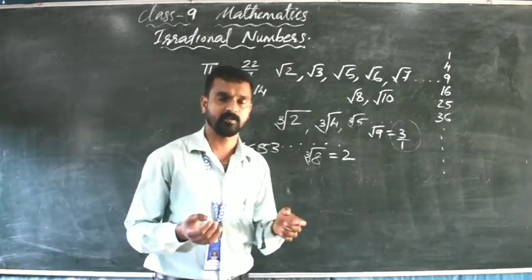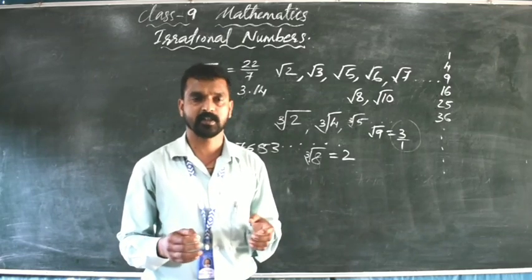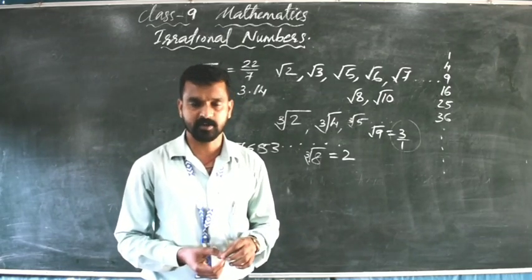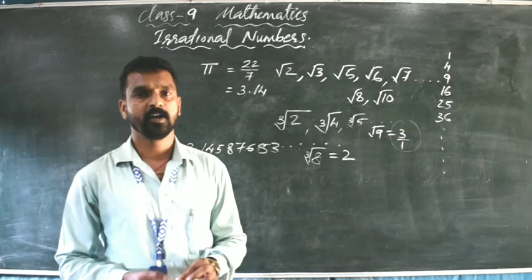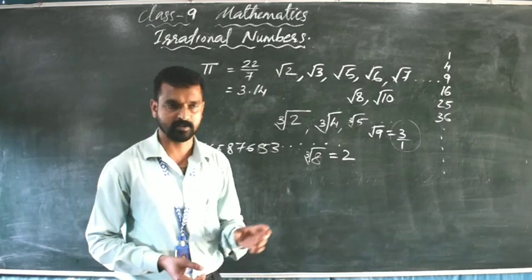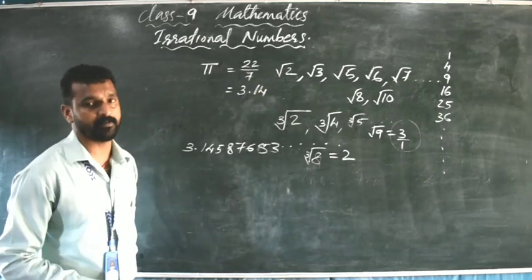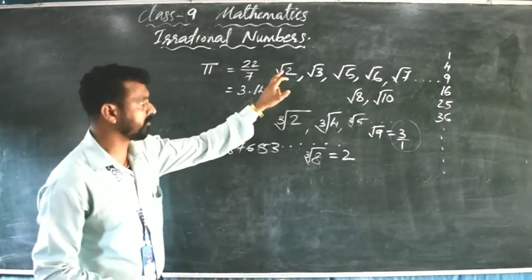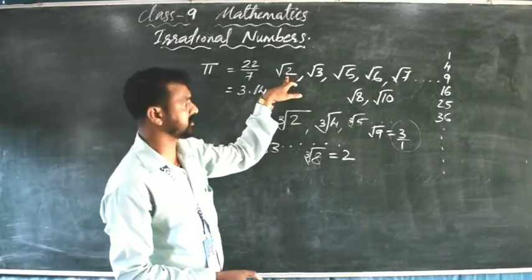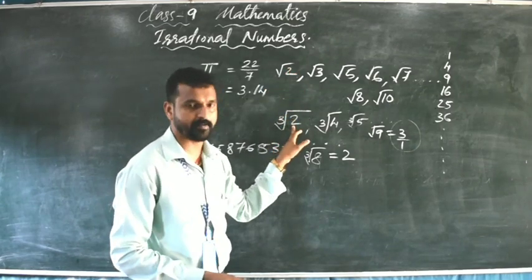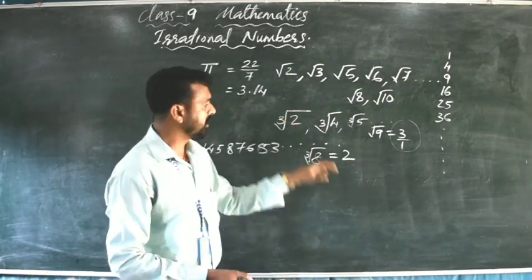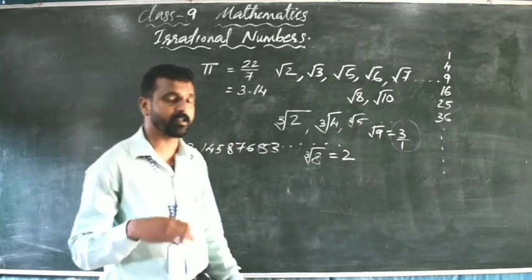Some numbers cannot be written in the form p divided by q, where p and q are integers and q not equal to 0. These are called irrational numbers. These are examples of irrational numbers: square roots of all non-perfect squares, cube roots of all non-perfect cubes, and pi is an irrational number, and many other numbers.